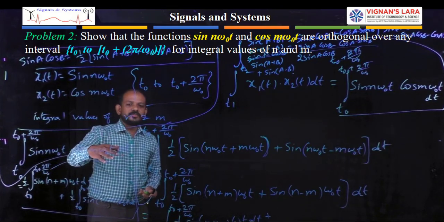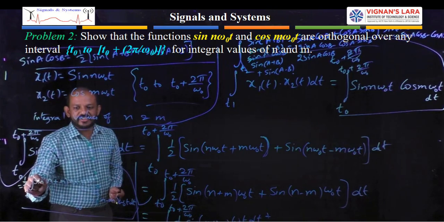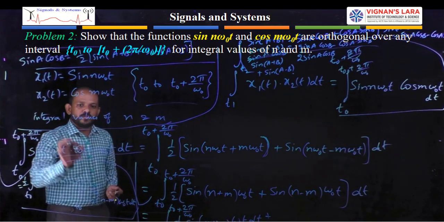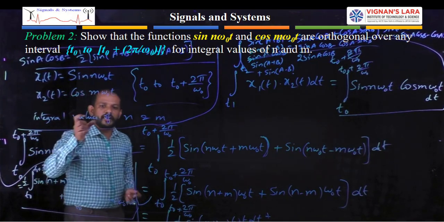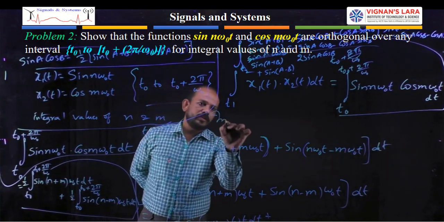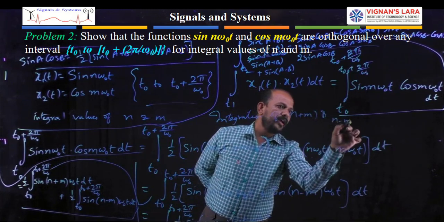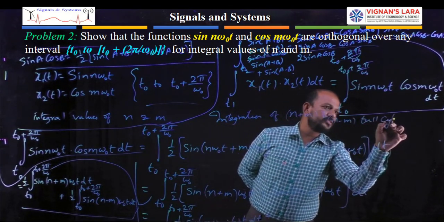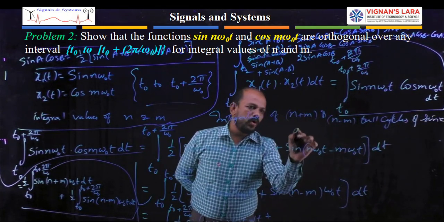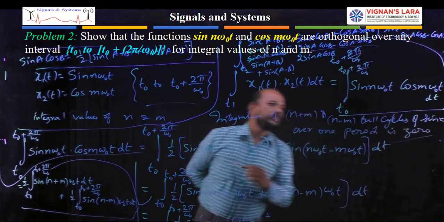The students who are interested can do this, or simply you can write a sentence here like that: integration of n plus m or n minus m full cycles of sine wave over one period is 0. Full cycle is 0.